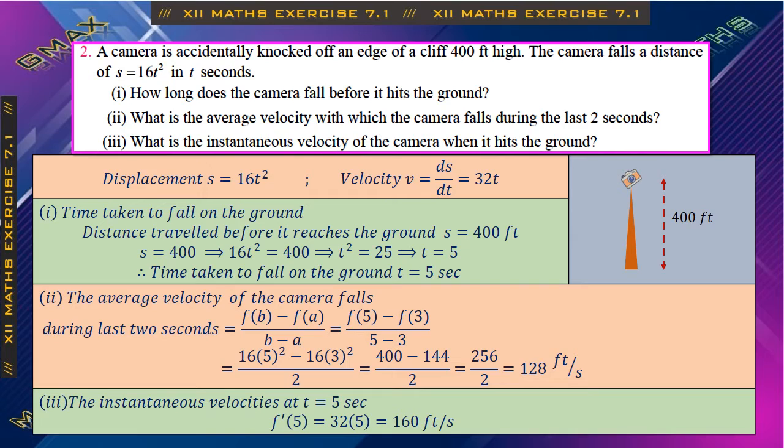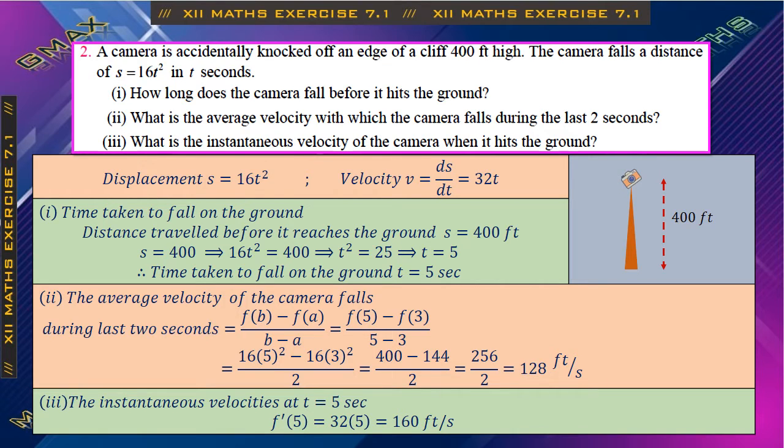Okay, three questions are there. First, the displacement equation, and then we are finding the velocity. Velocity means one time differentiation. We are differentiating it. Velocity is 32t. Time taken to fall on the ground.